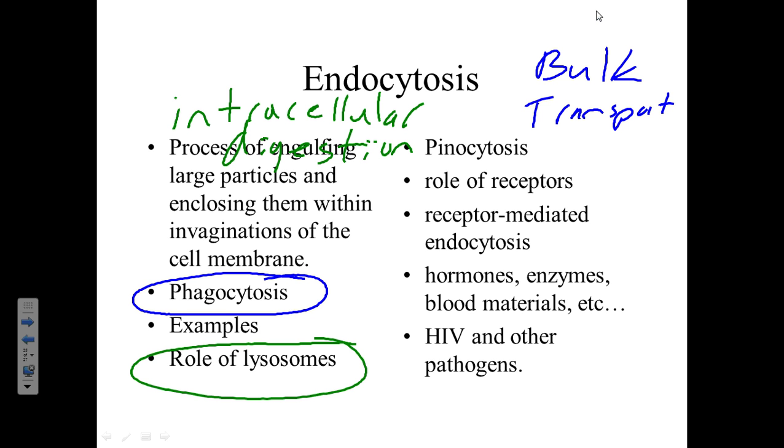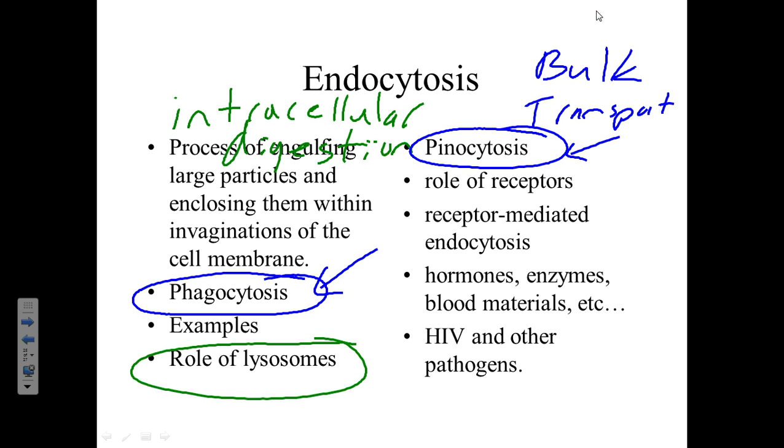There's another type of bulk transport, or endocytosis, called pinocytosis. This means cell drinking. This is when a cell takes in large amounts of dissolved solids, large amounts of dissolved materials. And I'll show you pictures of how both work in a second.